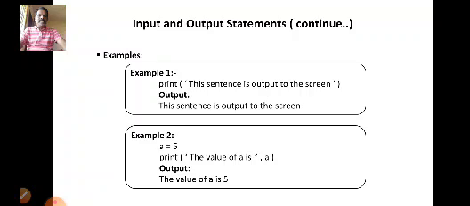Example 2, we take a is equal to 5. Print the value of a is a. So the output is the value of a is 5, because a is equal to 5 we initialized. So that value is printed on the screen.